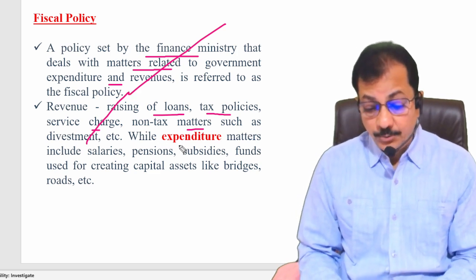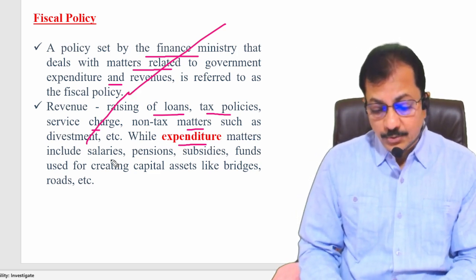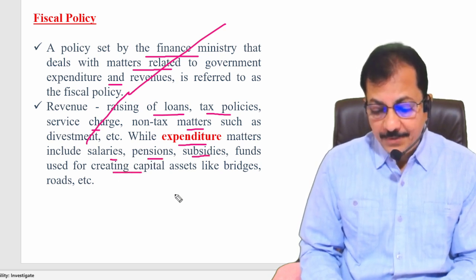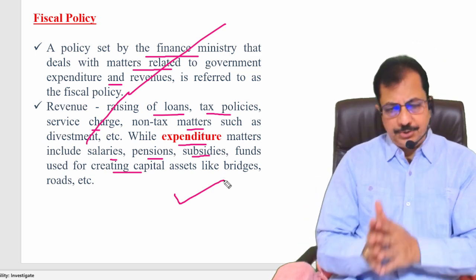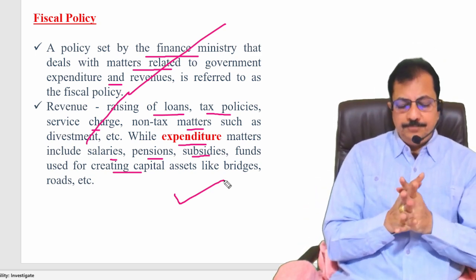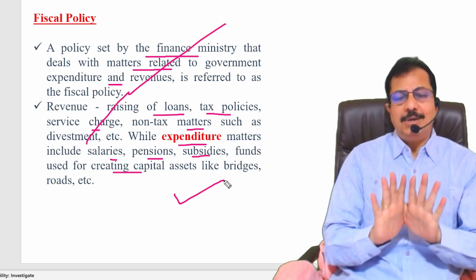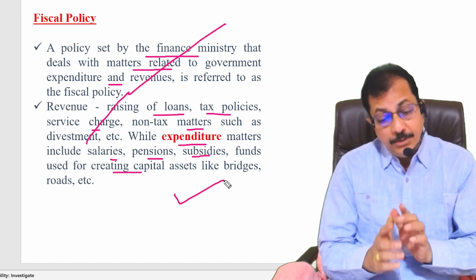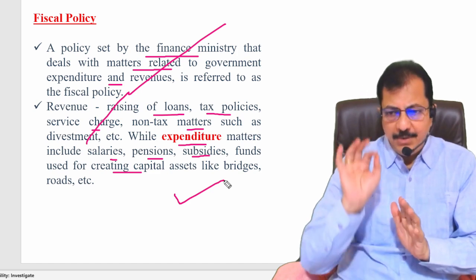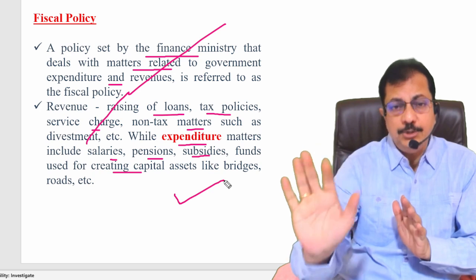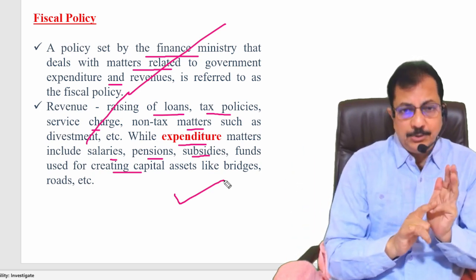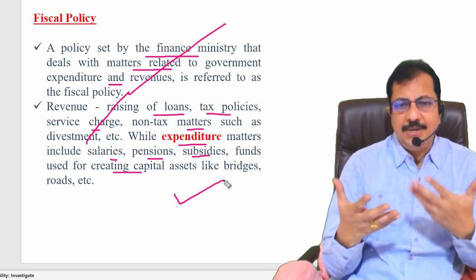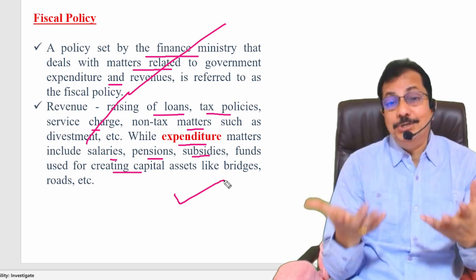Is that okay? So when it comes to expenditure, it includes salaries, pensions, subsidies, and funds used for creating capital assets like bridges and roads, right? So the government expenditure and income put together is called the fiscal policy. Am I clear? Through expenditure, government is spending and sending money into the market. So that is with respect to salaries, loans. Is that okay? And government is going for capital expenditure like building bridges and roads.